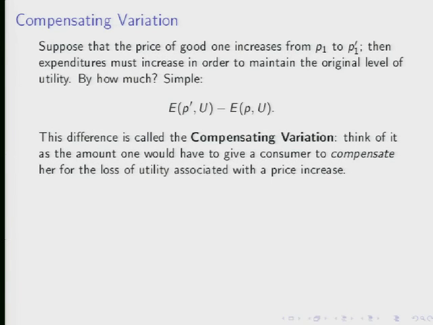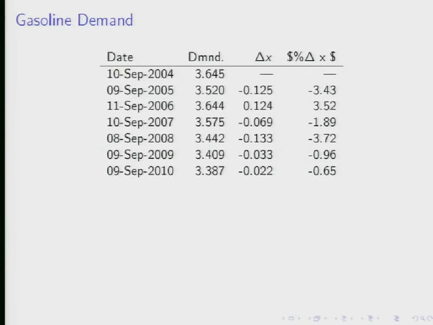Okay, let me ask you a question. Let's think about the gasoline example for a moment. I happen to have some data on gasoline demand for the U.S. This is per household, and here's a little time series of gasoline demand. For the average U.S. household, during the week ending the 9th of September 2010, used a little bit less than 3.4 gallons of gasoline per week. This is in gallons per week per household. So this is how much households demanded during that period.